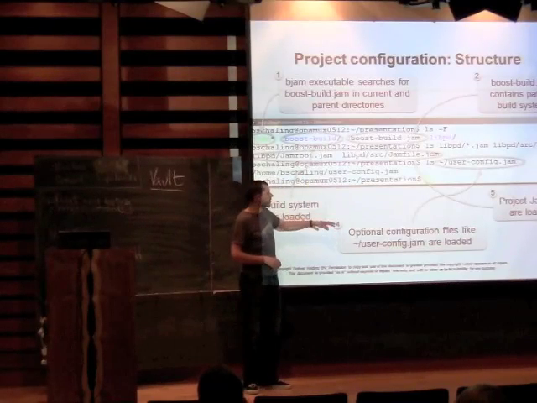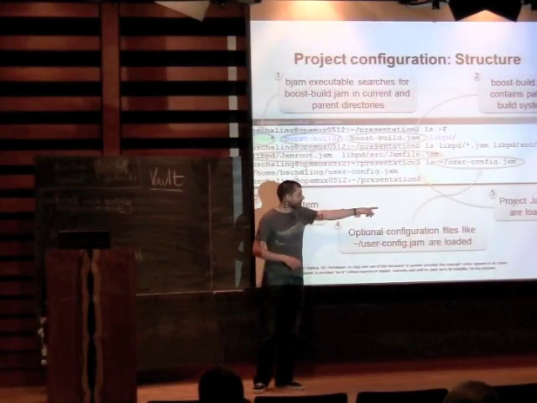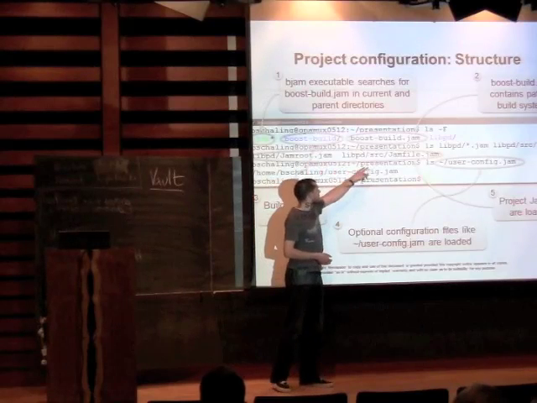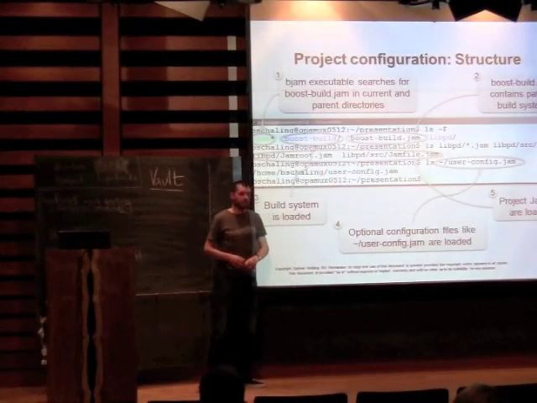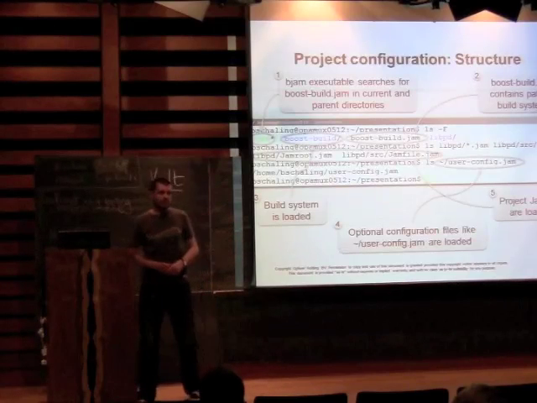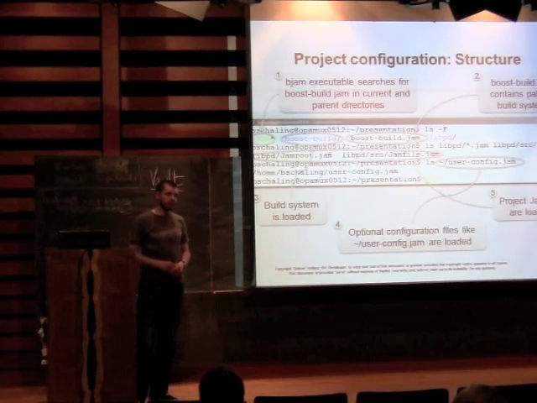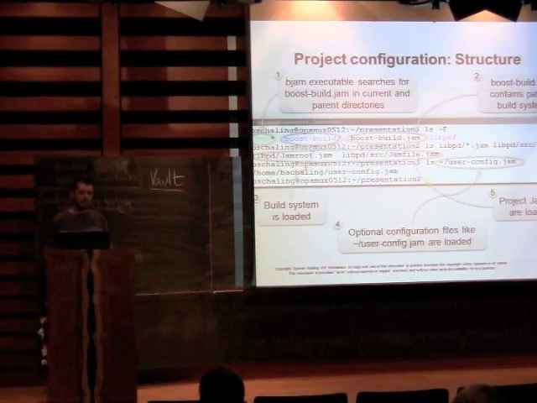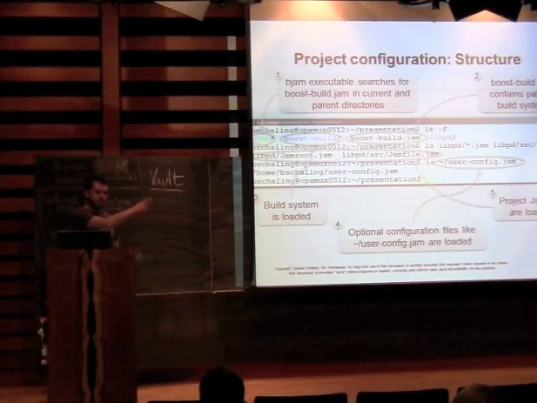Once everything has been loaded, the gem files which belong to the projects are loaded. So in this case, I have just some gem files here. These are the last files loaded. At that point, everything found in these gem files is executed, and a project is built. So this is what happens when you run BGEM. If you get strange error messages, for example BGEM telling you it cannot find boost-build.gem, then you know you need to make sure that this file is either in the current working directory or in one of the parent directories.